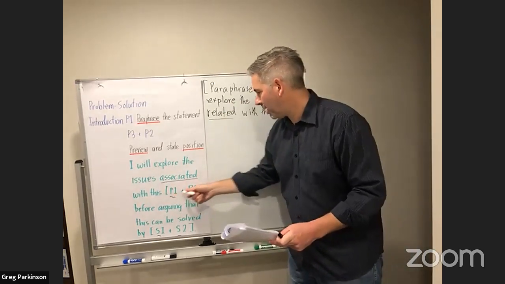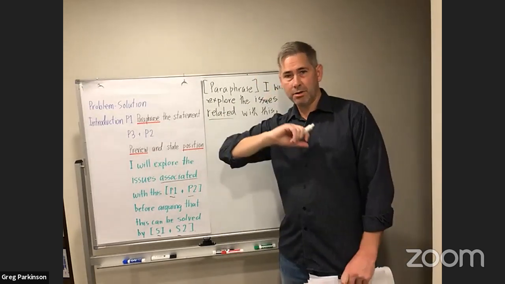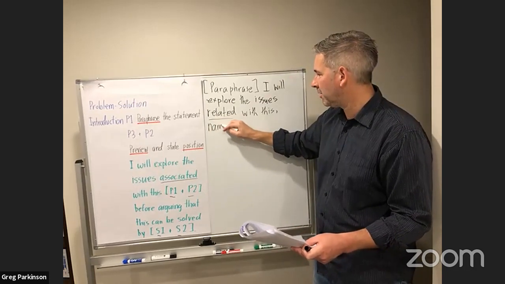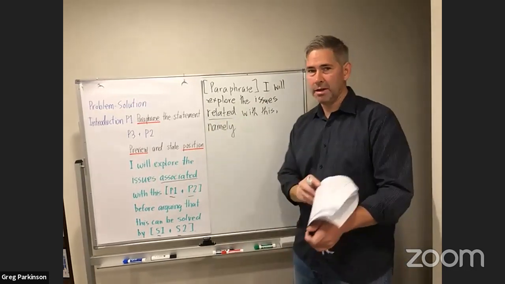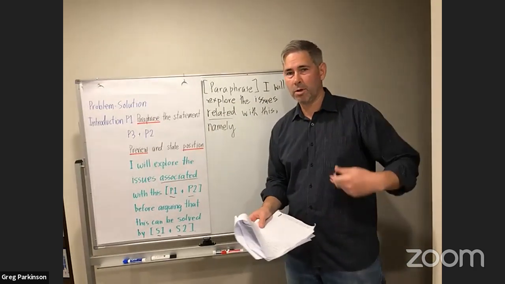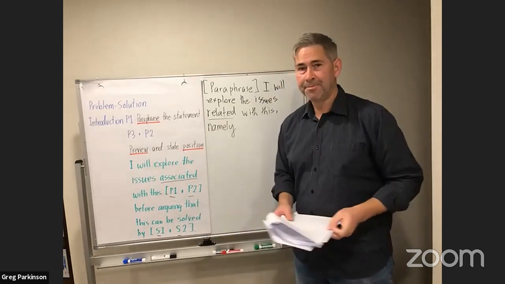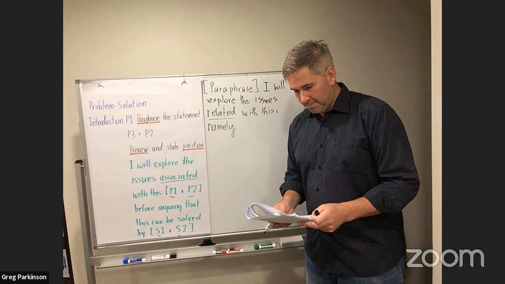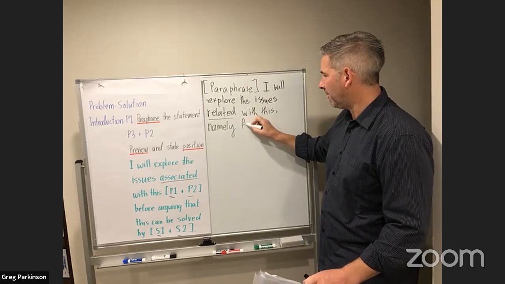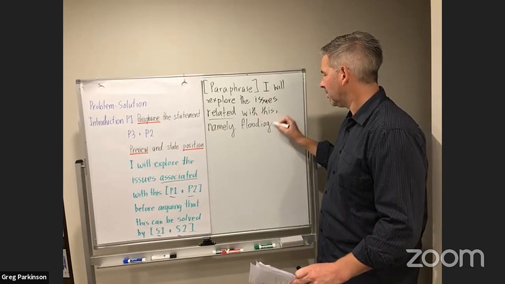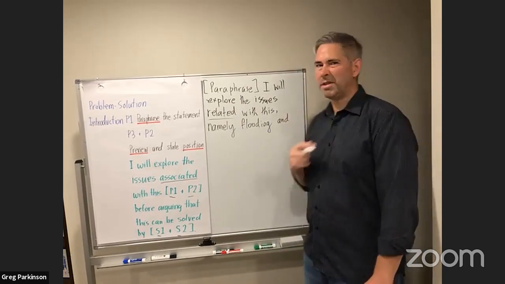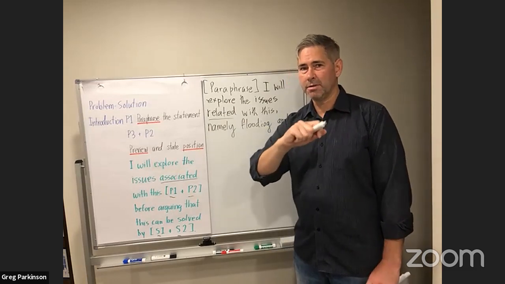Now, P1, P2, I'm going to name two problems that are associated with rising sea levels. And the way that I do that is I use this word namely, right, which is a really nice one because it's easy to use in a sentence. And maybe you can think of a couple of problems associated with rising sea levels. If flooding is one of those problems, well done. What's another problem associated with rising sea levels?